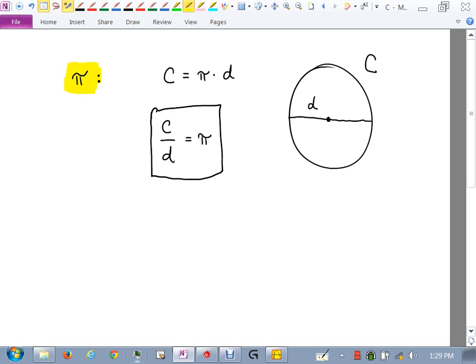Okay, so I'm trying to give you an example of an irrational number. Irrational numbers are numbers that are non-repeating, non-terminating decimals. They just keep going forever, changing, right? We talked about this a little bit. Yes or no? Yes? What's another irrational number that we see a lot of?